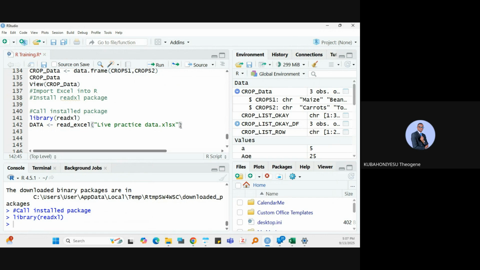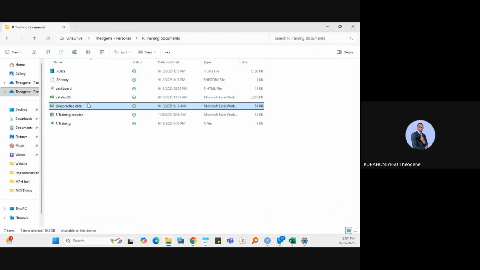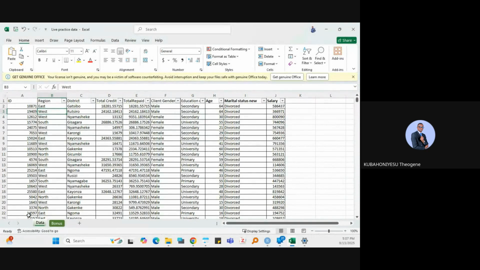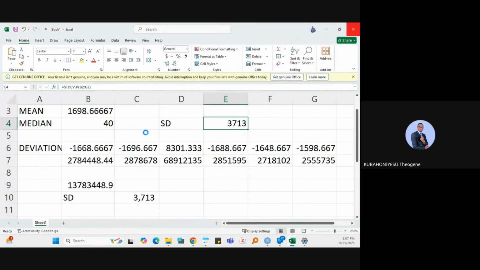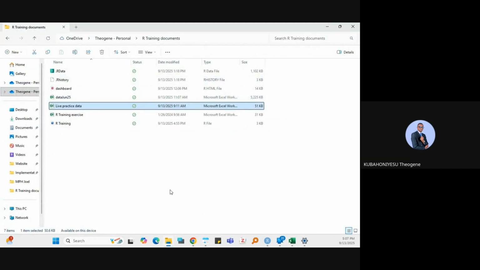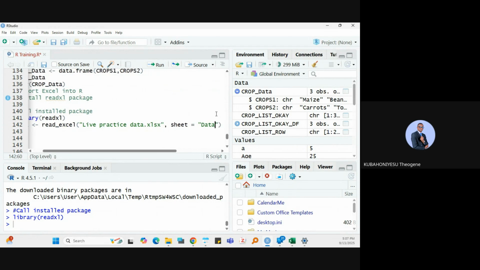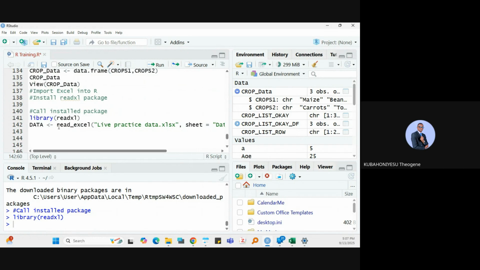And then we can specify the sheets. Let me check the sheets there in the live practice data, because we may have different sheets. Okay, the sheet name is data. Then we run and see whether it's okay.